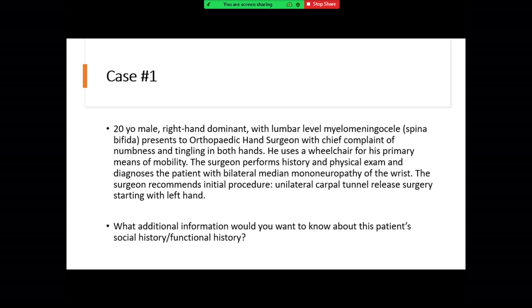The surgeon performs their history and physical exam and diagnoses the patient with bilateral median mononeuropathy of the wrist. The surgeon is recommending an initial procedure of unilateral carpal tunnel release surgery, starting with their left hand. What additional information would you want to know about this patient's social history or functional history related to this case?